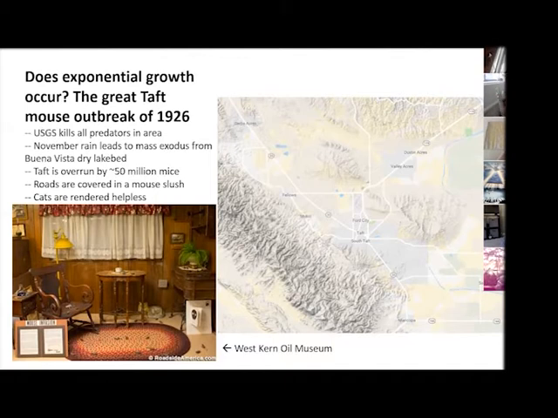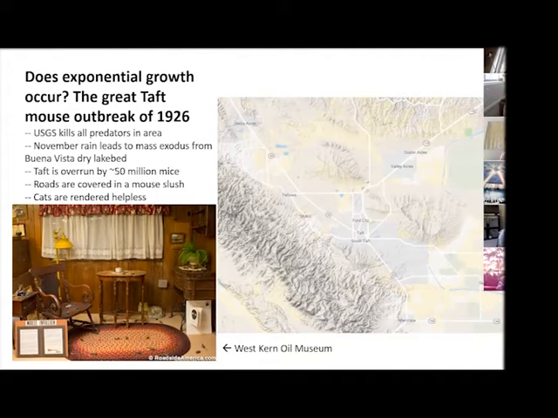You have this massive explosion of mice. That was a combination of the USGS killing a bunch of predators in the area, and then there was this odd rainstorm that flooded this part of the valley, and all the mice ran away from the water, and they weren't being controlled by predators, and they overwhelmed the town. What ended up happening is Taft, which is not a very big town, was overrun by about 50 million mice.